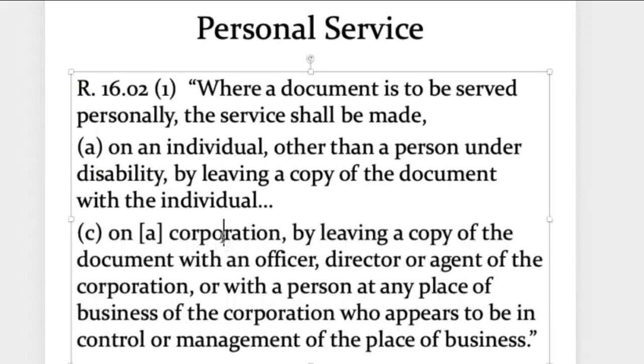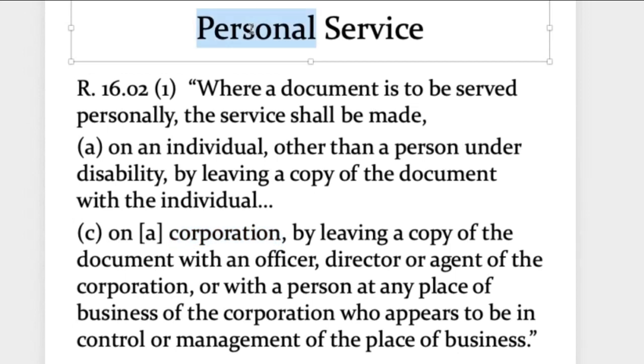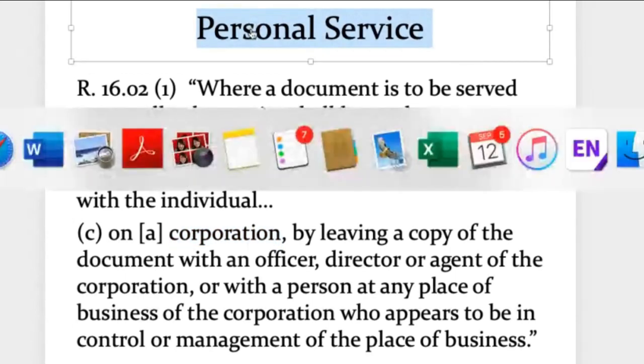Personal service on a corporation means that you have to, again, physically have it delivered to the corporation's place of business. We won't get into details, but you can't always just leave it with any employee. There has to be a certain level of managerial authority. And David, no, registered mail is not adequate for personal service.